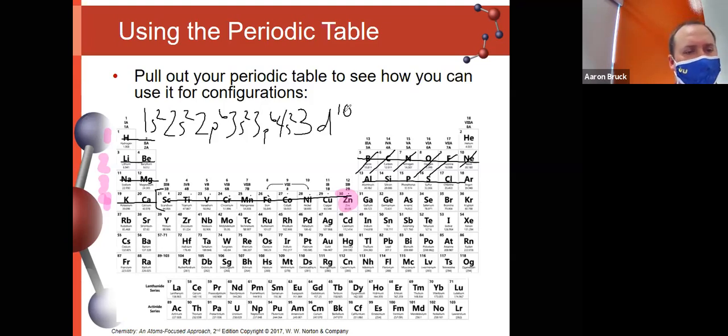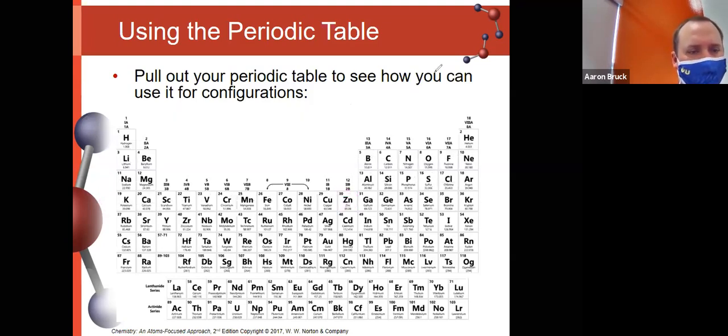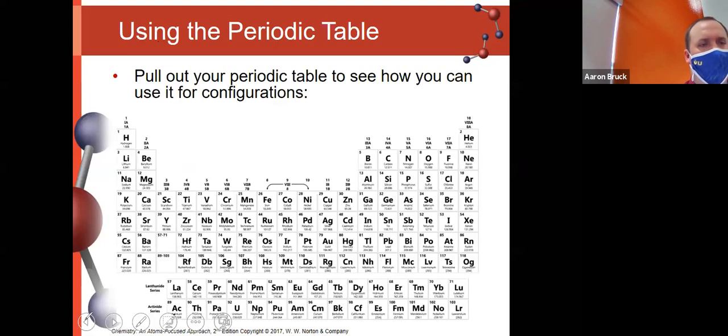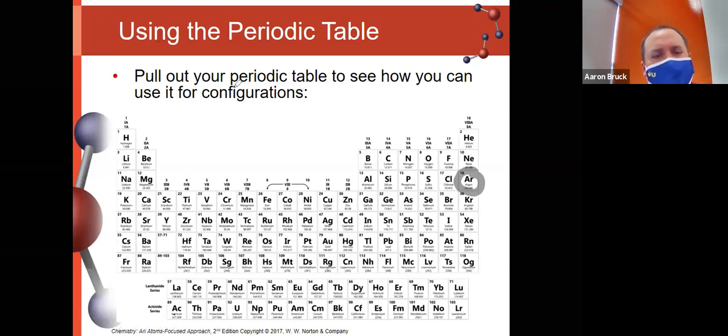So that was the first one. We had to do zinc. Let's look at the next one. The next one on our list, argon. Argon, we're looking at right here. Argon is the anchor of the 3p block rather. We can see that argon is 1, 2, 3, 4, 5, 6 in that. So my last configuration is going to be 3p6.